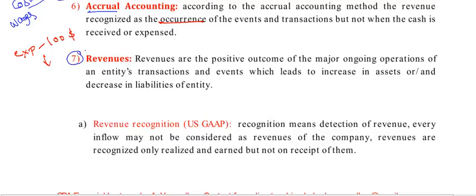Next, revenues. This is the most important point. I explained the accrual and matching principle, so based on that the revenues should be recognized. Revenues are the positive outcomes. You are selling your goods and getting the cash, so that is revenue of major ongoing operations. The major ongoing operations are different for each and every company. Our major operation is selling, for example. So you sold the goods, so you are receiving the revenue. Cash is generated through the revenue.